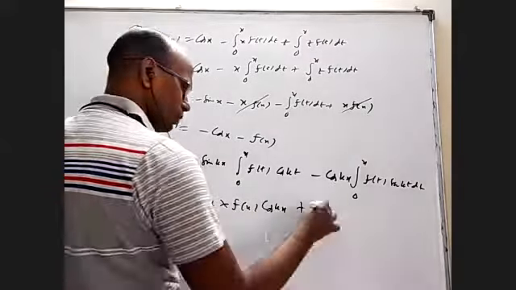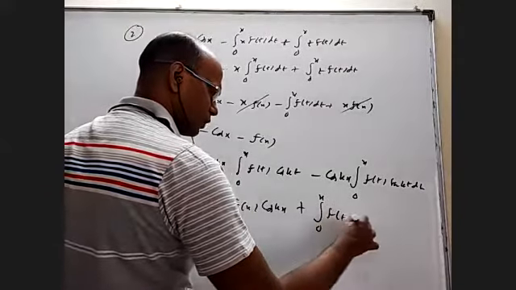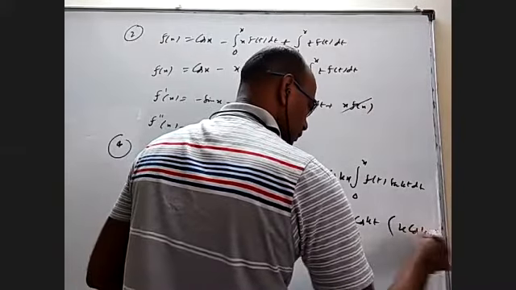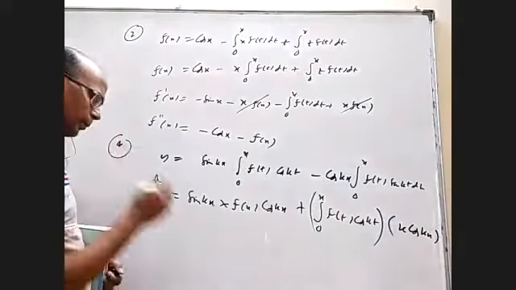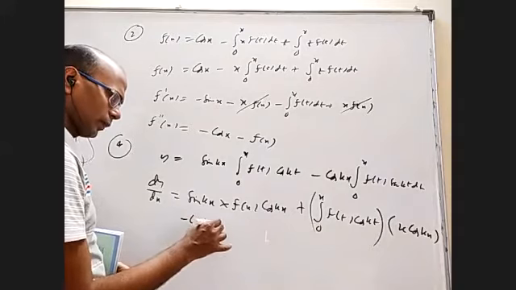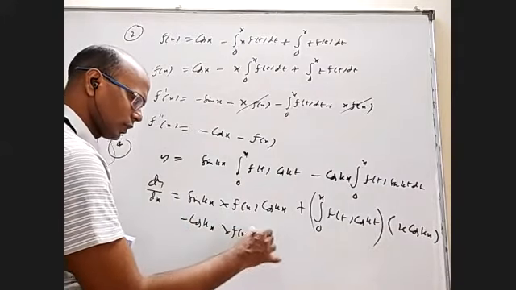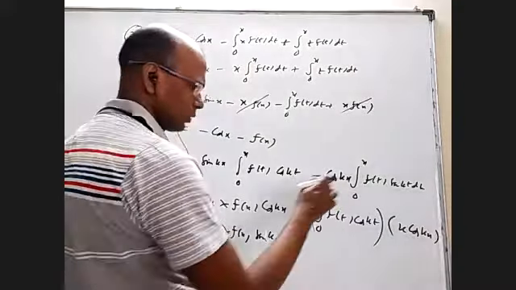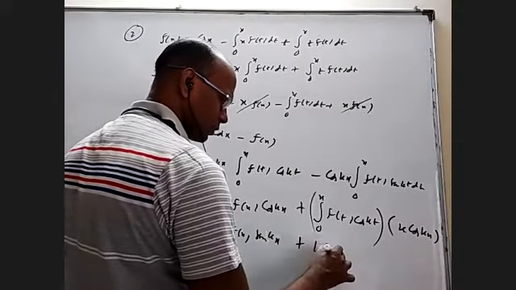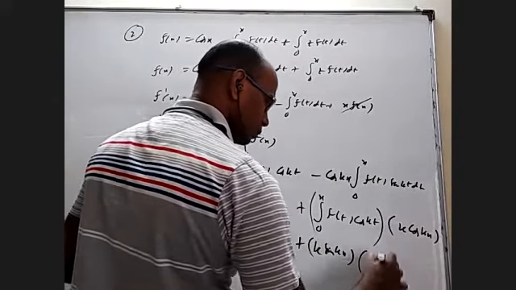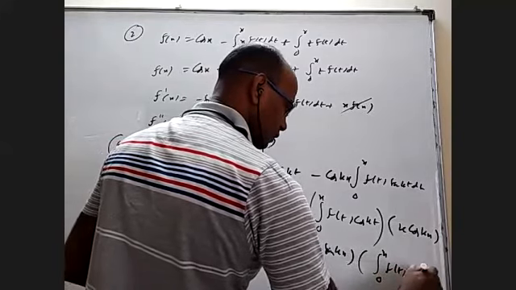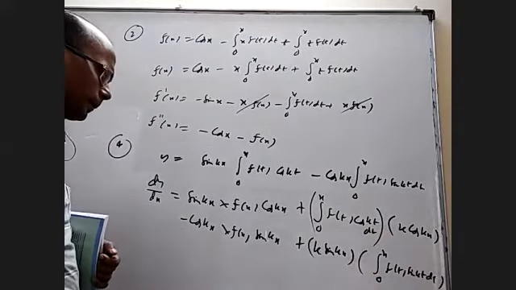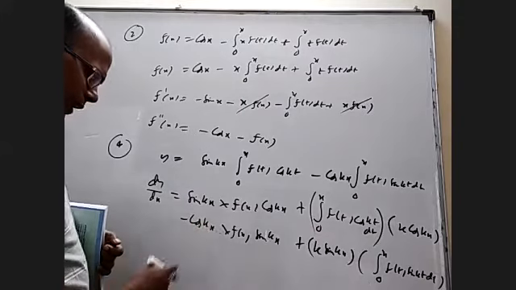This into derivative of this will be the integral from 0 to x of f of t cos kt into the derivative of sin kx, which is k cos kx. Coming to this, minus cos kx into f of x sin kx. Next, this into derivative of this: this derivative is minus, so plus k sin kx into the integral from 0 to x of f of t sin kt dt. We got these two getting cancelled.